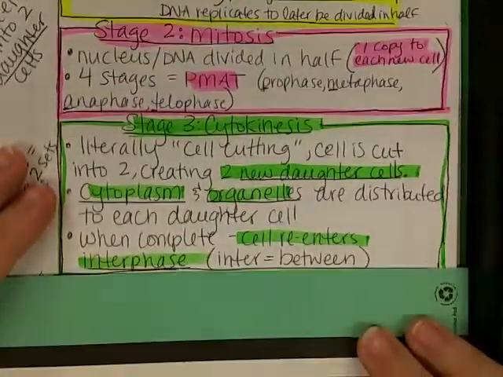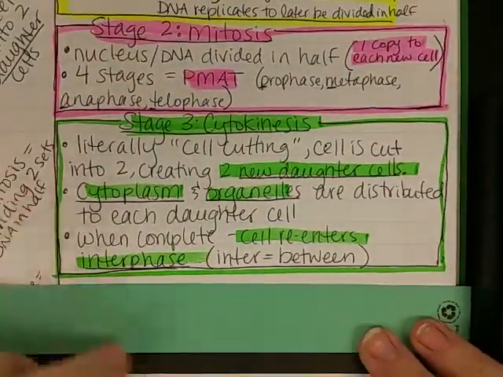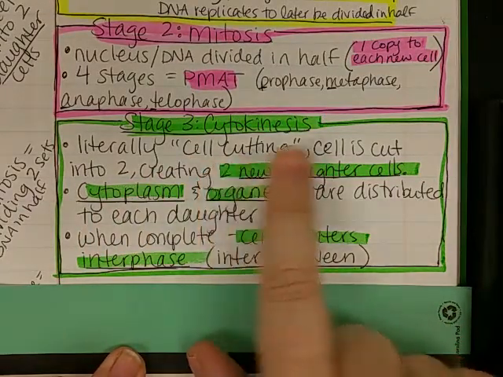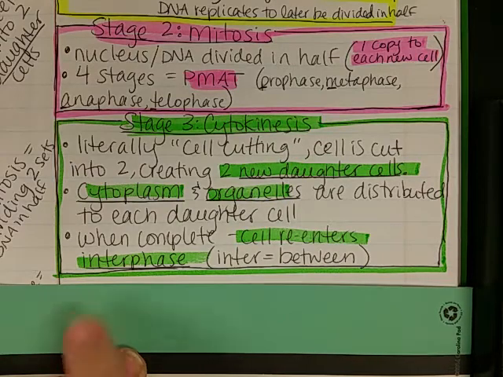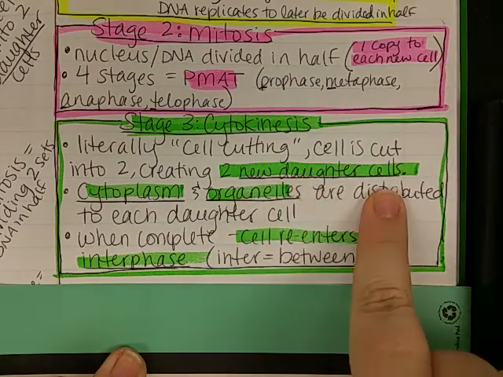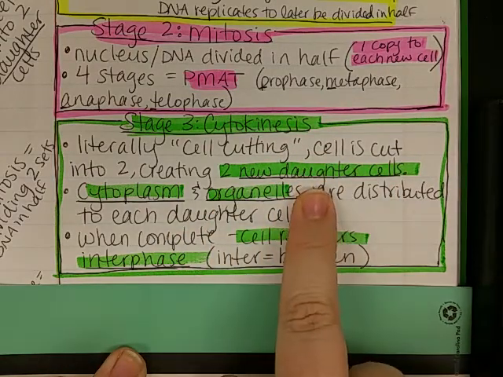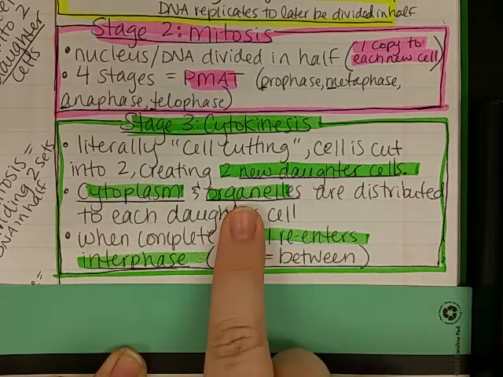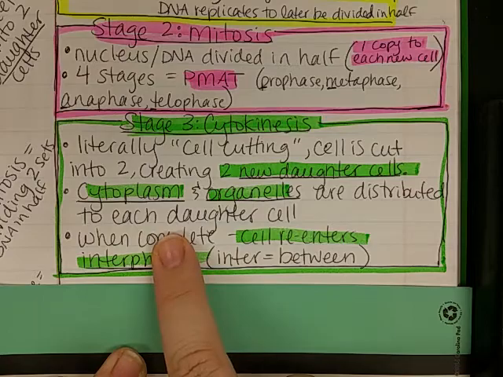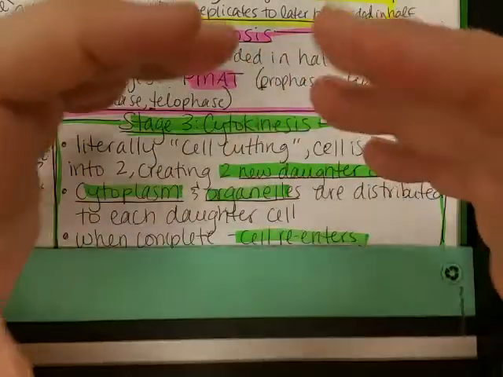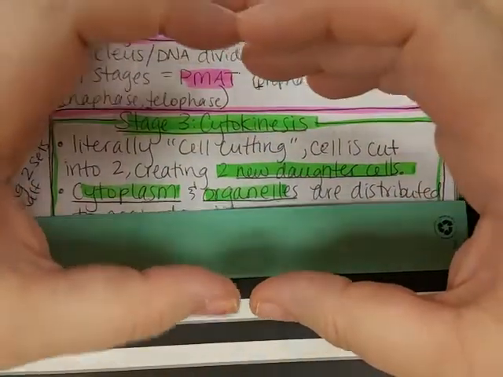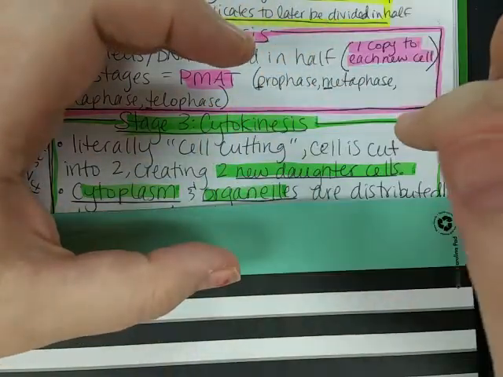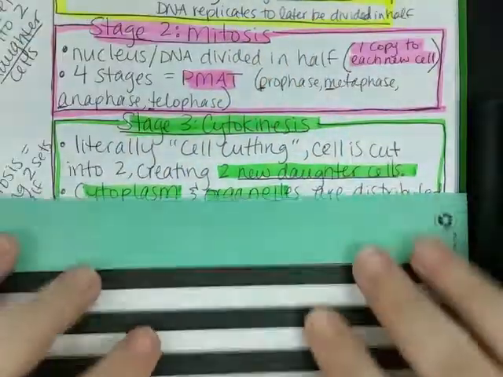The third stage is cytokinesis, right? Cytokinesis literally means cell cutting. The cell is cut into two, creating two new daughter cells. It's important that you remember they're called daughter cells. Okay, cytoplasm and organelles are distributed to each daughter cell. So it just takes the stuff in the middle and it starts to divide it, and half goes over here and half goes over here because we're going to make two new cells.